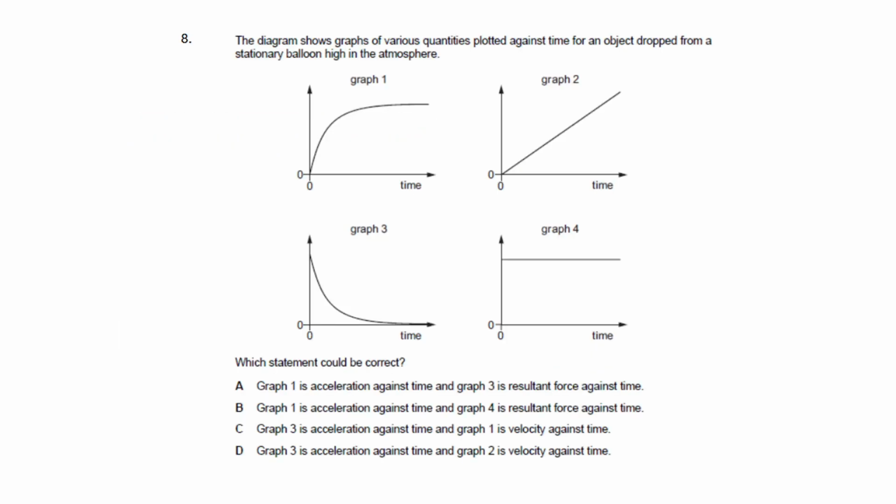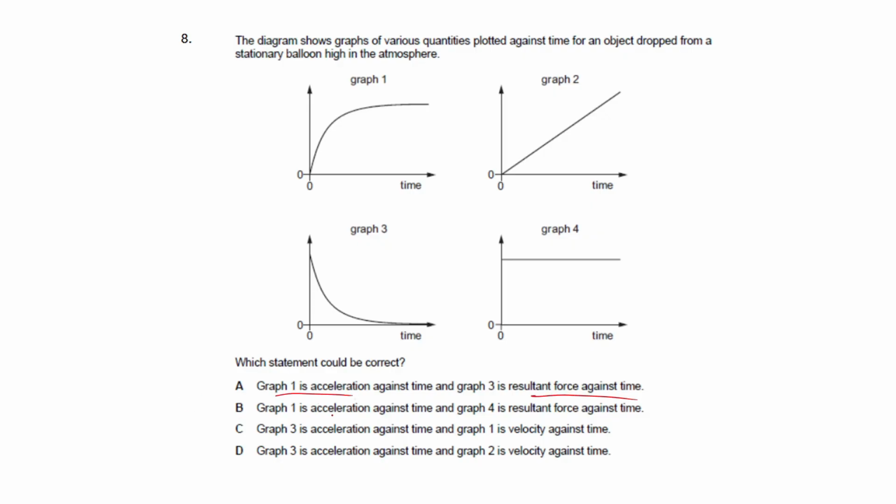The diagram shows graphs of various quantities plotted against time for an object dropped from a stationary balloon high in the atmosphere. Which statement could be correct? So graph 1 is acceleration against time, and graph 3 is a resultant force against time. Okay, so I kind of just jumped into the multiple choices. So for this type of problem, I usually just read each answer choice and make sure that it's actually right.